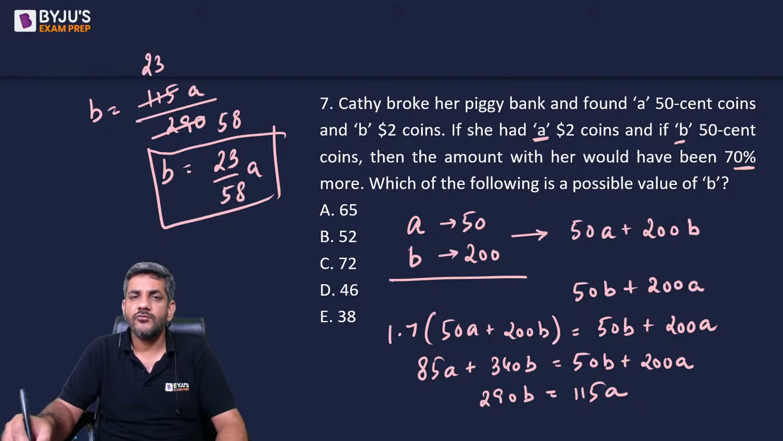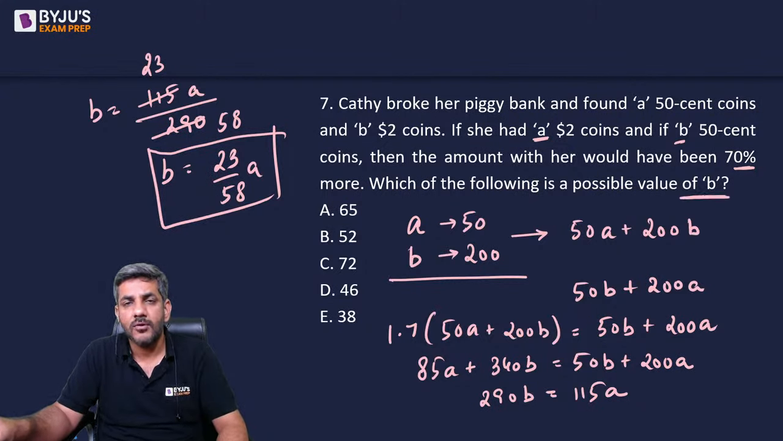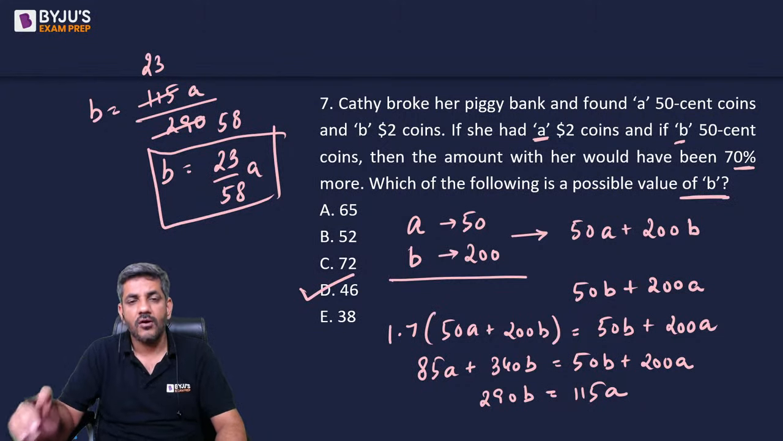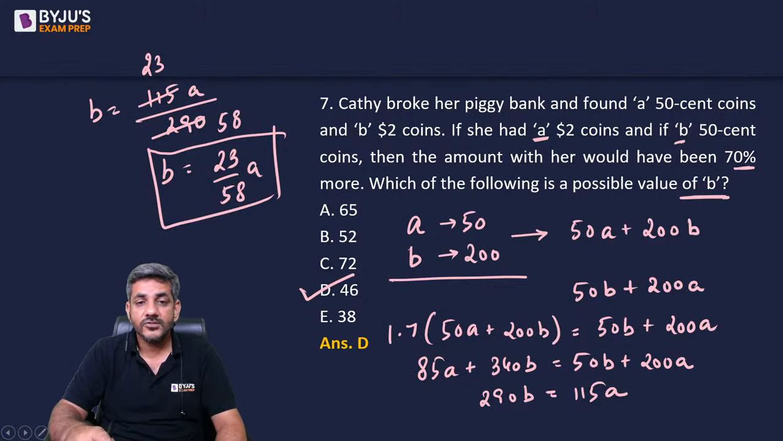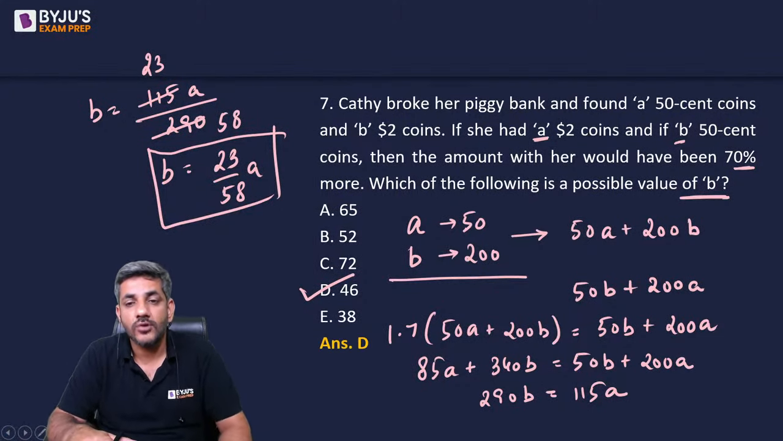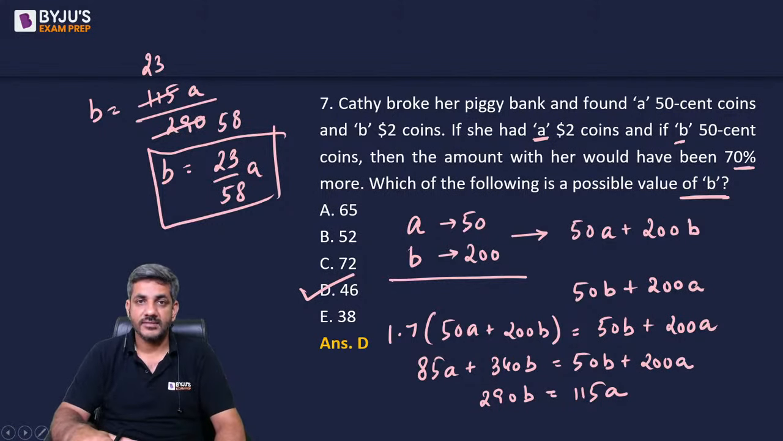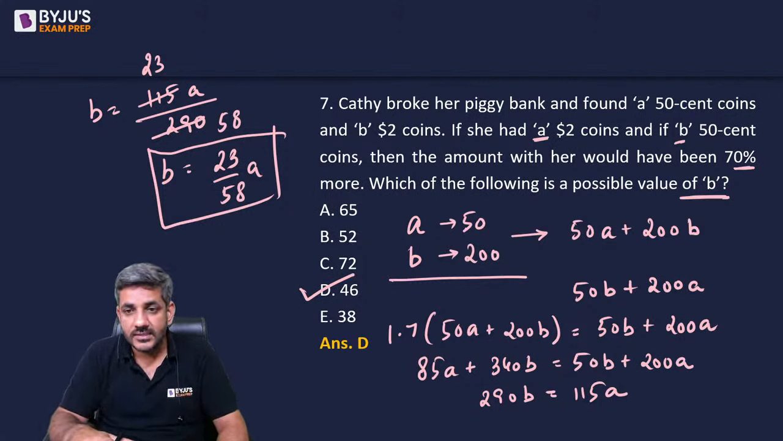Which is the multiple of 23 here, because the question is talking about B? The only multiple of 23 is 46. So the correct answer for this question is option D, that is 46. I'm sure all of you answered this question.